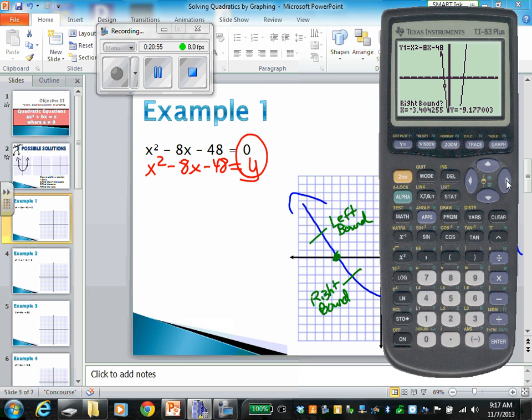Okay? And I'm going to press enter. And then once I tell it to take a guess, I press enter again, and then it tells me that my x is -4. Okay? Did you get it this time?